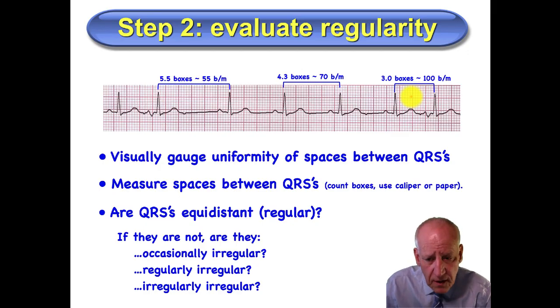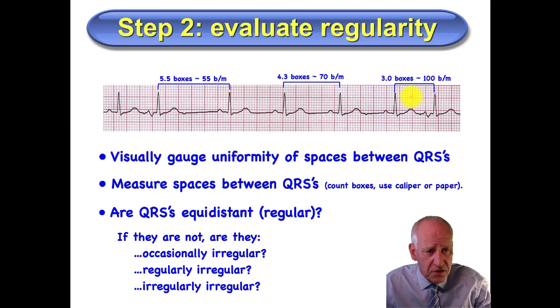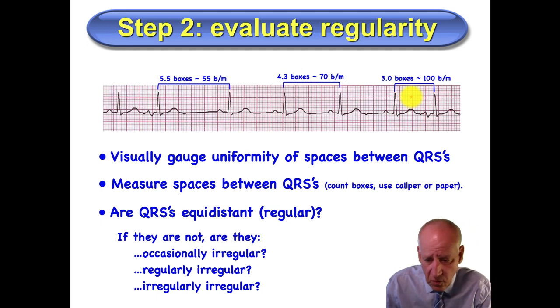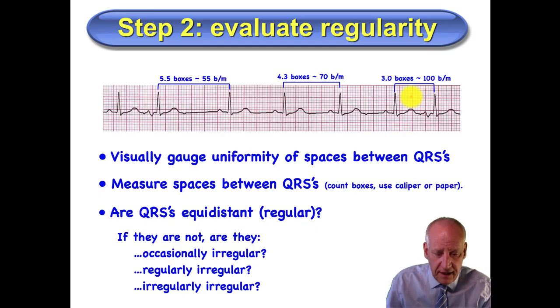If they are not, we want to know whether they are occasionally irregular. Does the irregularity start in one portion of the recording and then disappear? Or is it regularly irregular? In other words, does it vary in a consistent pattern across the recording? Or is it alternatively irregularly irregular? In other words, randomly changing.